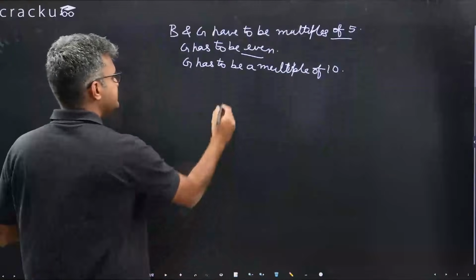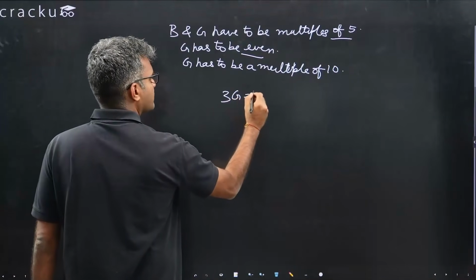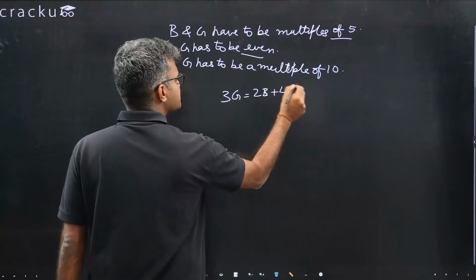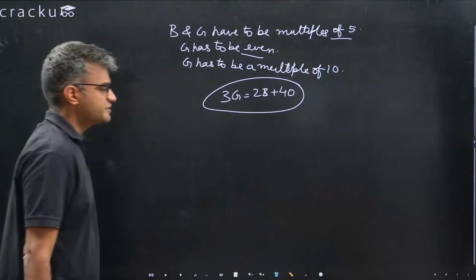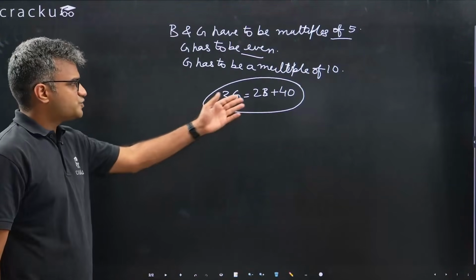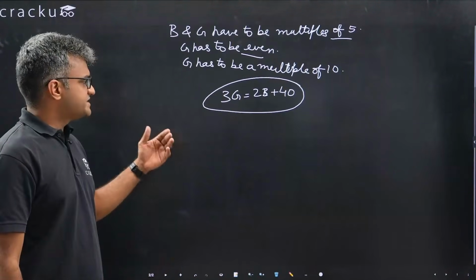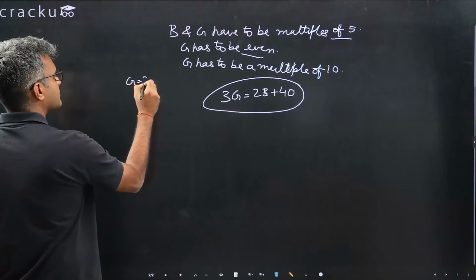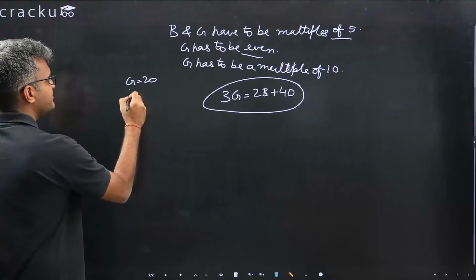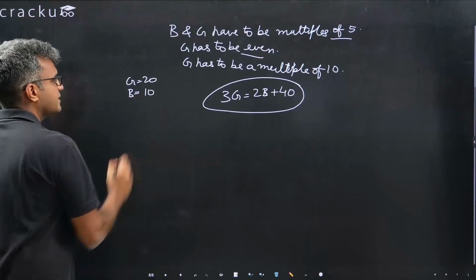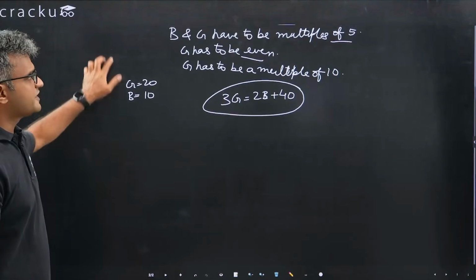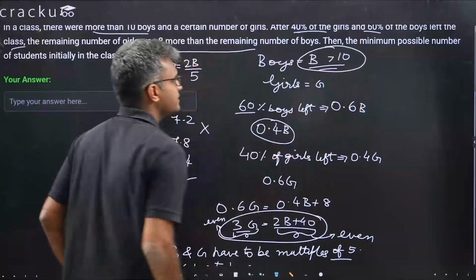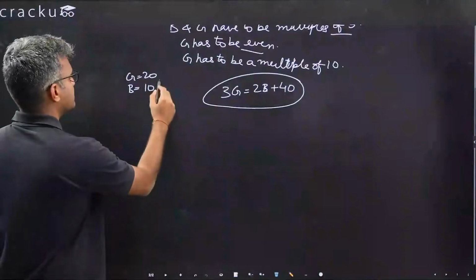And we want 3G to be equal to 2B plus 40. So we'll just try to figure out what is the smallest value of G and B which satisfy this given equation. 3G has to be greater than 40. If G is equal to say 20, 3G will be 60 and B will be equal to 10. But this is not valid because we are told that the number of boys B has to be greater than 10. So this is not valid.